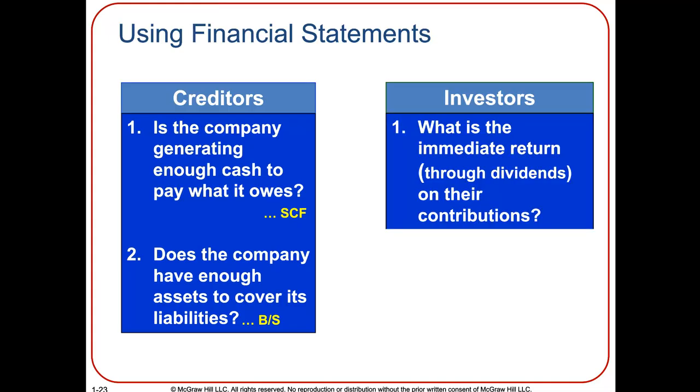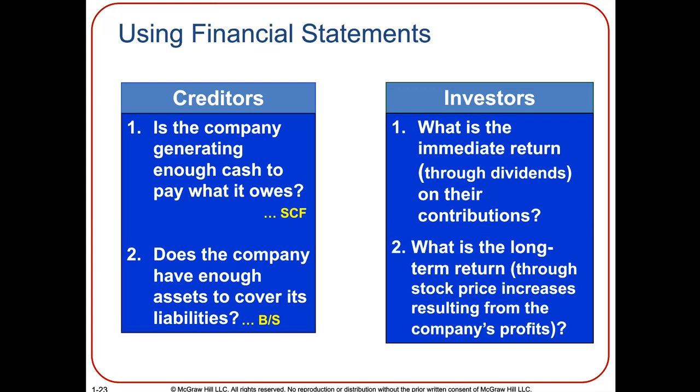Okay. Investors, remember, there's 2 ways for us to get money back as investors. So what's the immediate return through dividends on their contribution? So where do we see dividends? The retained earnings statement, good. And what's the long-term return? Through stock price increases resulting from company profits. Where do we see company profits? Income statement.